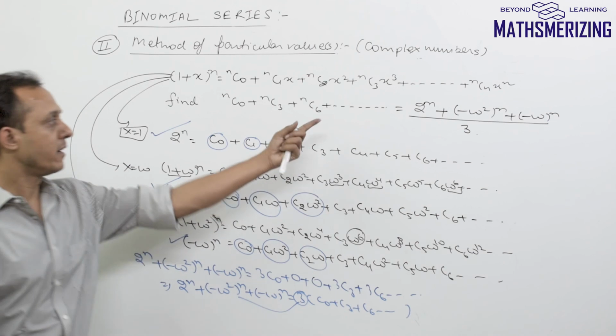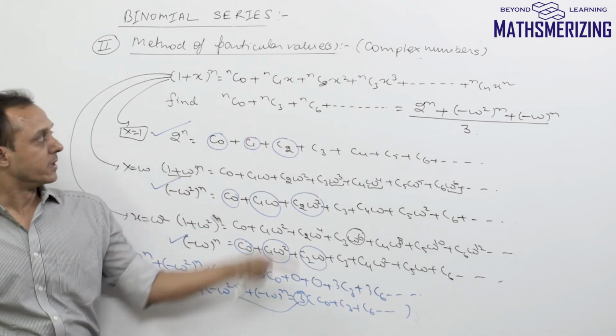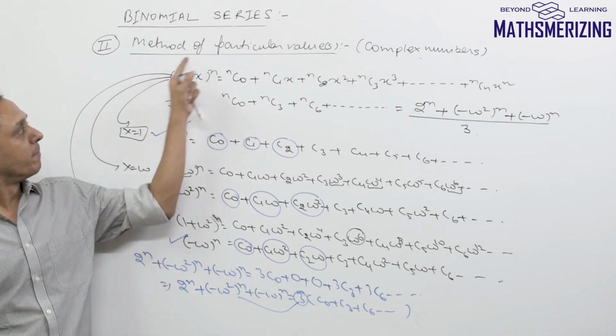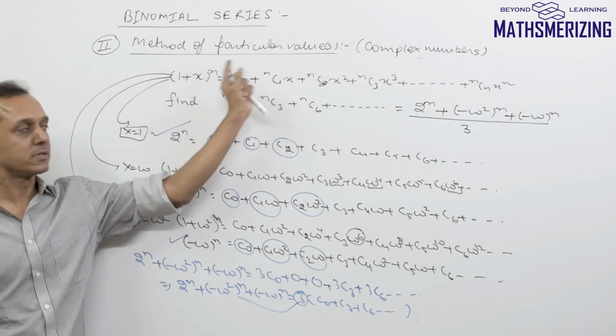So depending on the value of n, I'll get separate results. So this is another way, or another case, where we'll need to use complex numbers or particular values in terms of complex numbers, not real numbers.